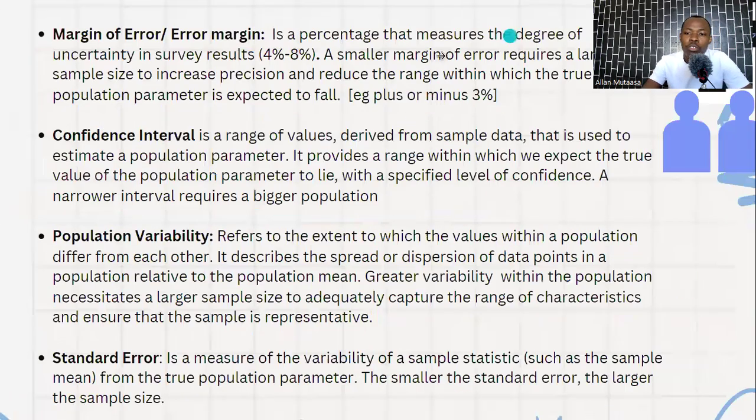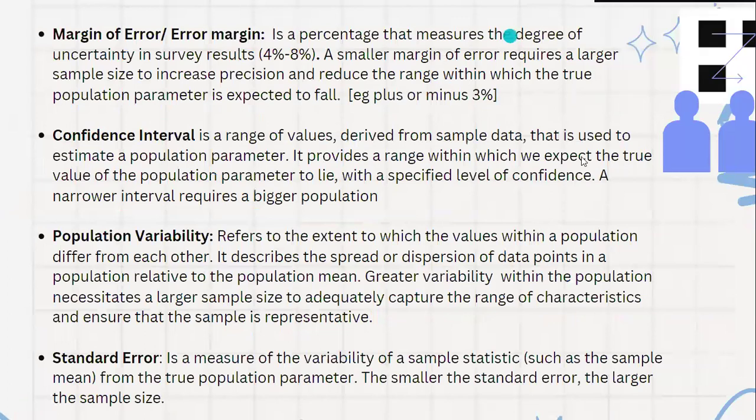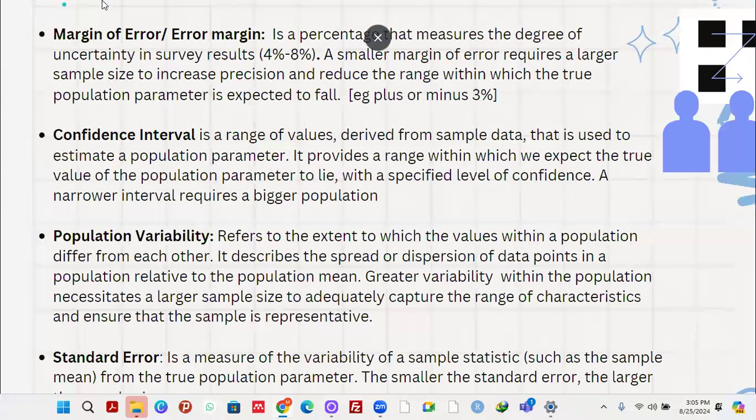And then we are going to talk about something that is very commonly said by so many people, and this is what we call the margin of error. So what exactly is the margin of error? I hear so many people saying that word. The margin of error is the percentage that measures the degree of uncertainty in survey results. Let me try to simplify this.